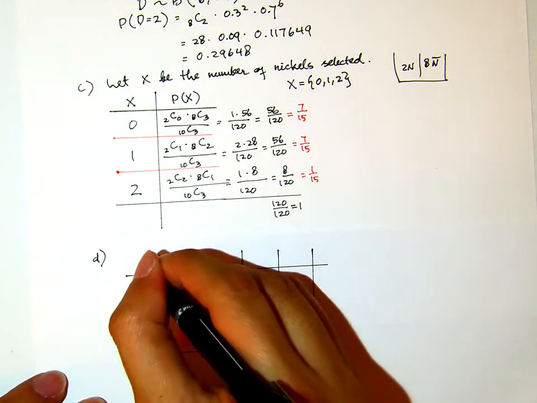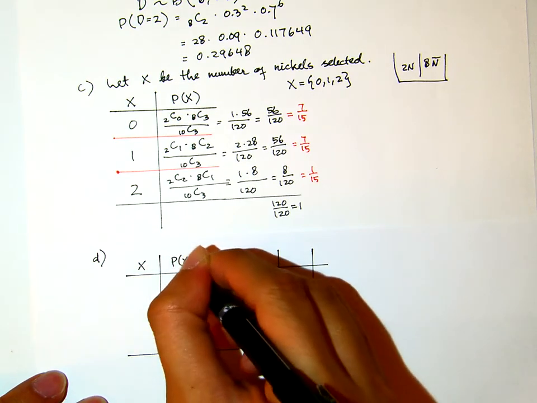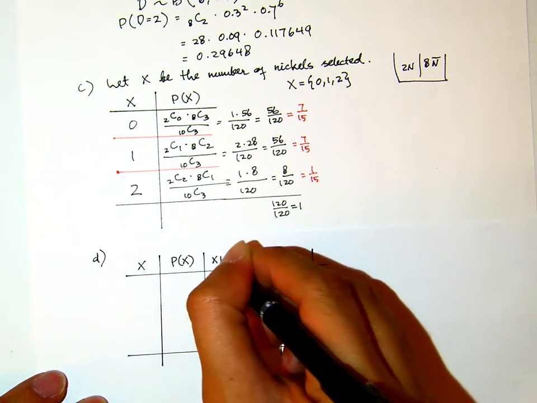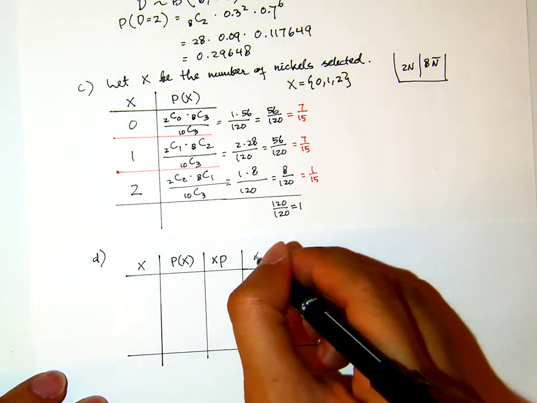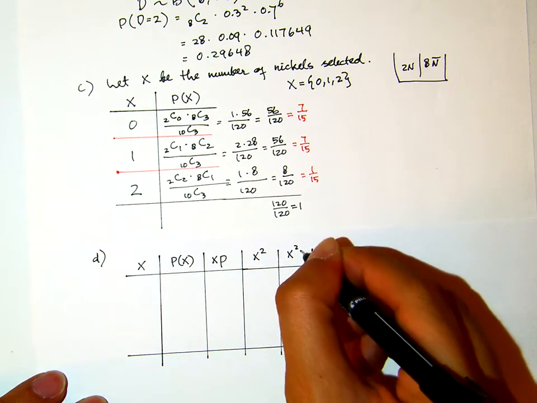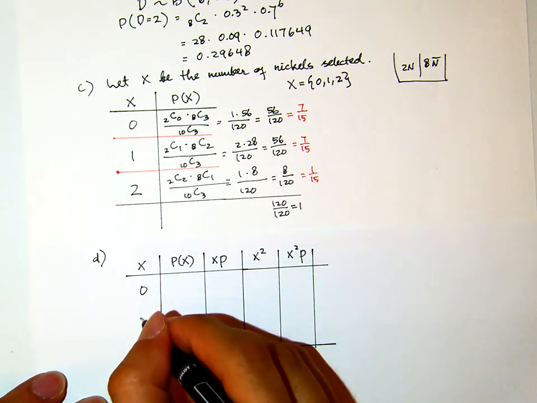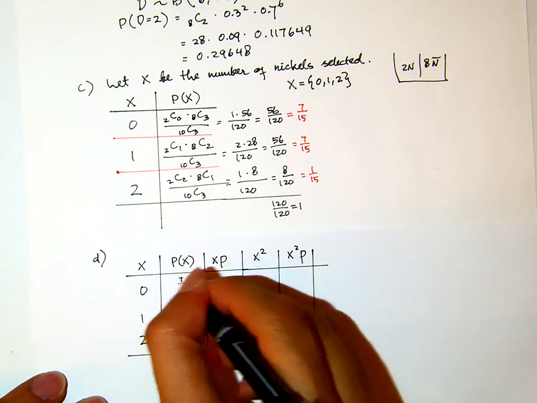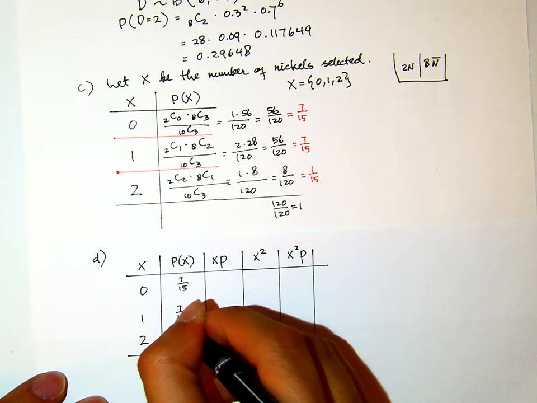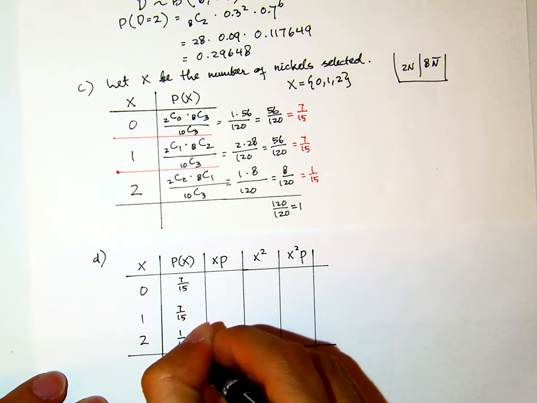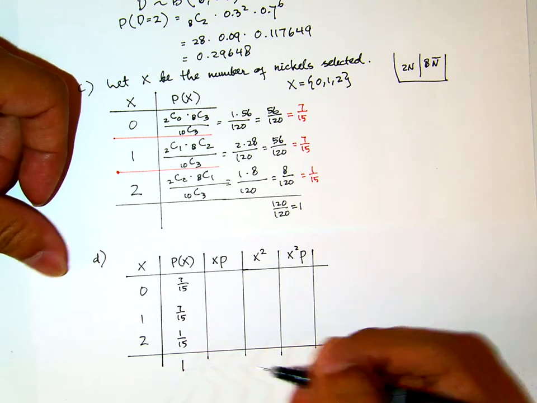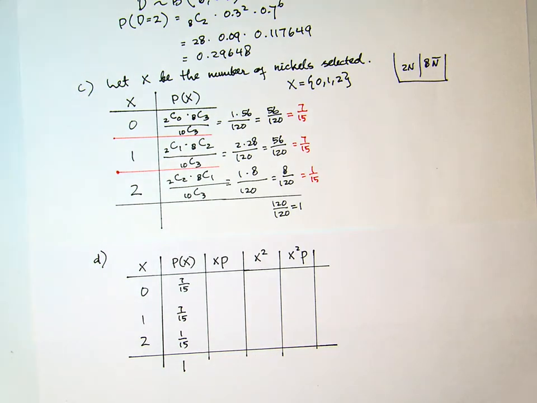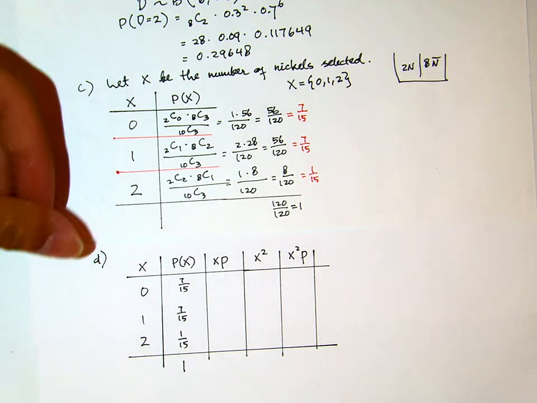This is my x, the probability of x. Now this is x times the probability. That's the first extension. The second extension will be x squared, then x squared times the probability, right? 0, 1, 2. Here I have 7 over 15, 7 over 15, and 1 over 15. This part here I copy from Part C. And of course the total is 1, right? That's what we start with. Now I will extend this to find the mean and the standard deviation.